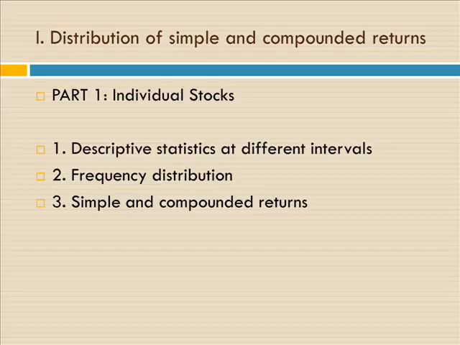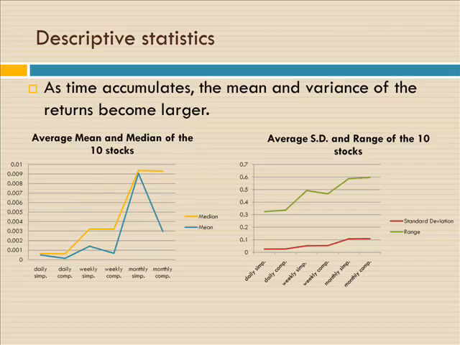For the individual stock analysis, we will be focusing on three main areas, which are descriptive statistics at different time intervals, frequency distribution, as well as simple and compounded return. First, we start with the analysis of descriptive statistics of our sample. For returns on individual stock, both the mean and variance increase from daily returns to monthly returns. The graph on the left shows that as duration increases, the mean increases as well. Likewise, for the graph on the right, the variance of the individual stock increases from daily, weekly, and subsequently to monthly computation. This characteristic is obvious since as the returns accumulate, the volatility becomes bigger.